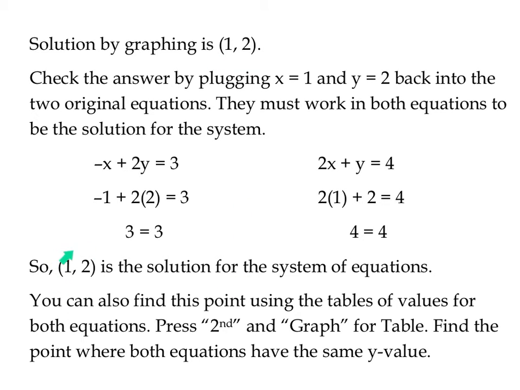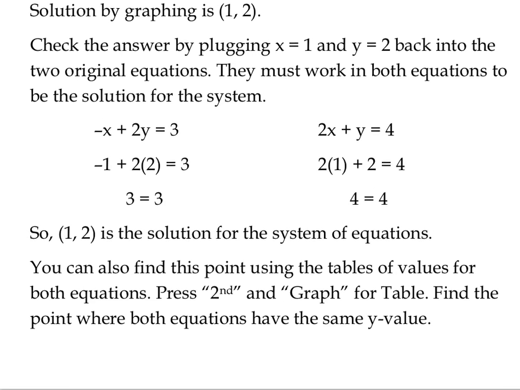This is the one point that's on both graphs, the one point that will be a solution for both of the equations. Also, if you want to look through your table of values, you press the second button and then graph. You have to have both equations entered into y equals again, but you'll get a table of values, with x values down the left side, and then a y1 and y2 with all your y values for both equations. You can look for where the y values are equal, and where the y values are equal, that x comma y will be the solution for the system.